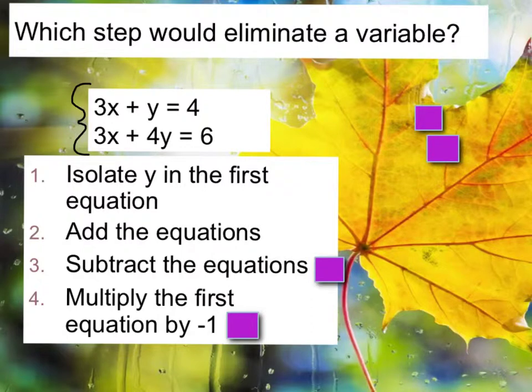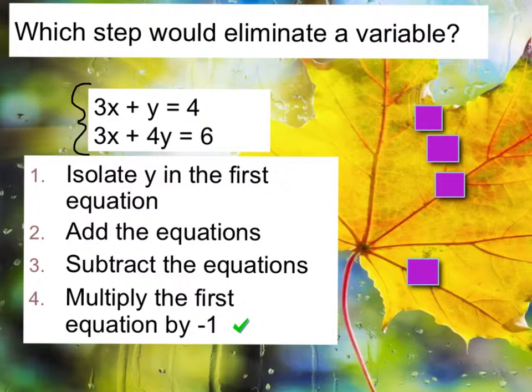Number 3, subtract the equations. I could do that, and that would work in this sense, but we don't subtract here. We always use multiplication, then addition. So subtracting won't work. And the fourth step is to multiply the first equation by -1.